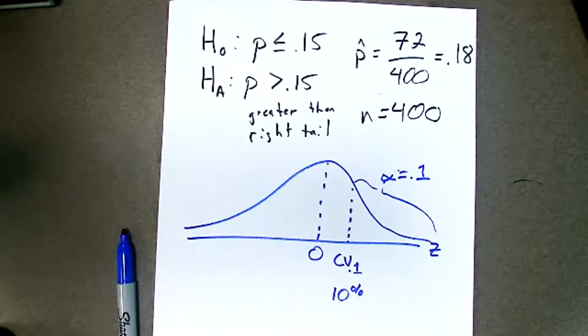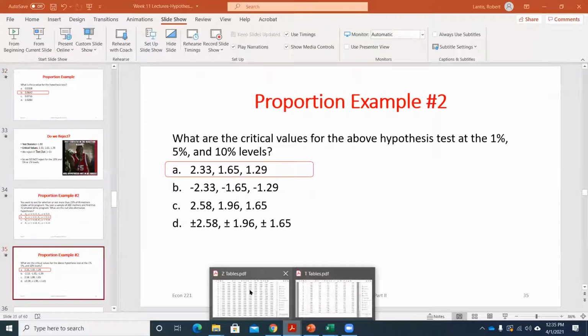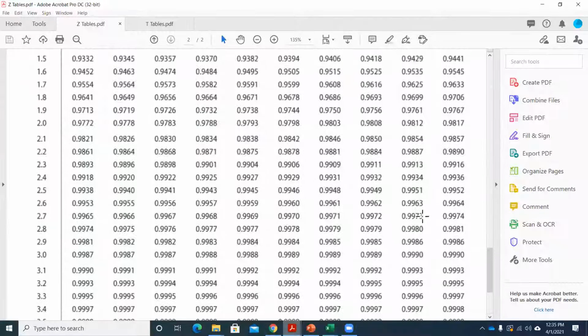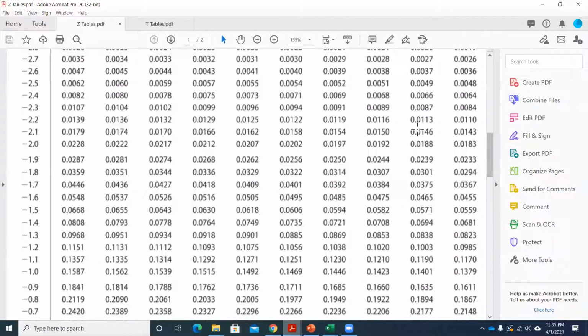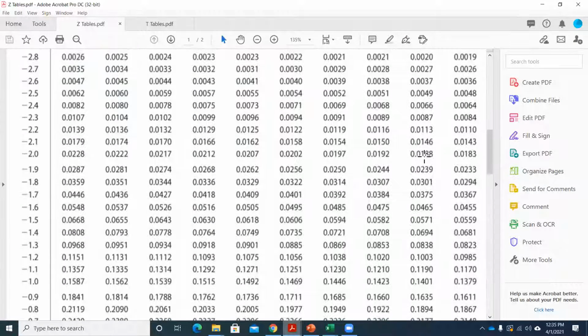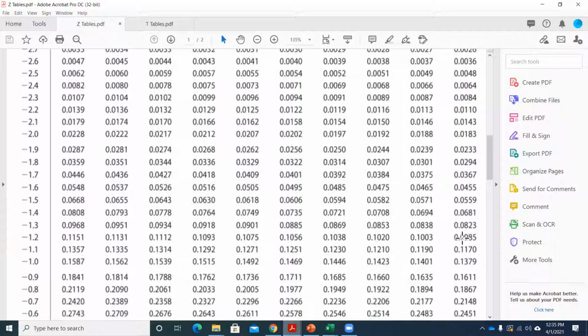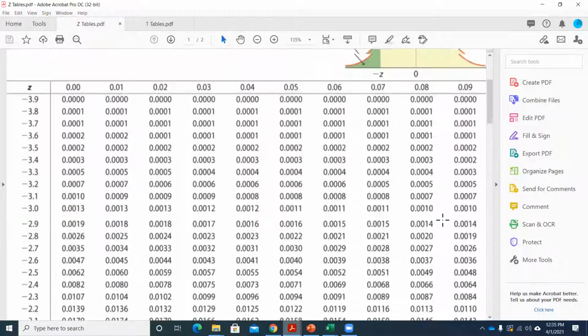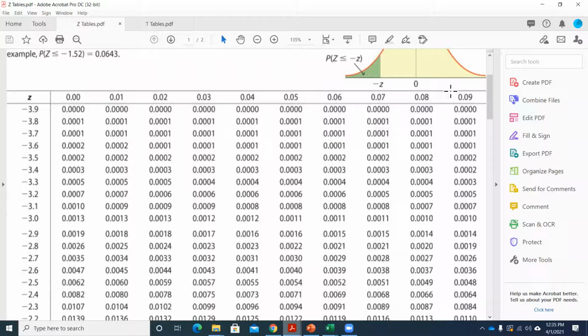So I can look up in my z table and try to find 0.1. Oh, I went too far. Somewhere, so yeah, right here in between these two: negative 1.28 or negative 1.29. We'll take the higher of the two.